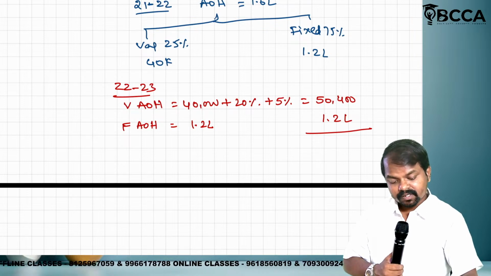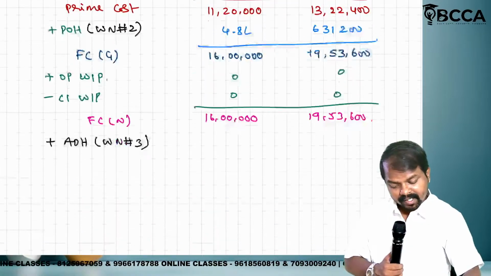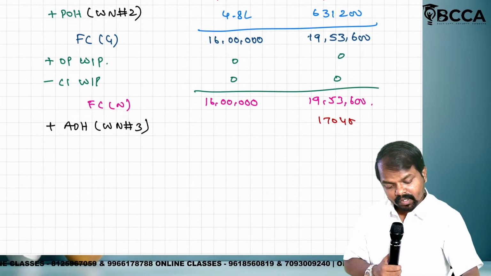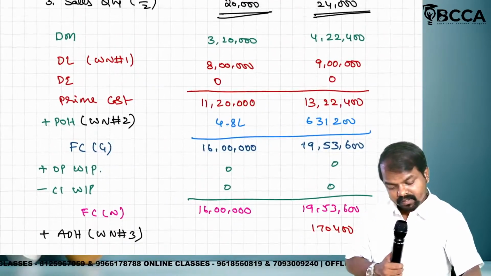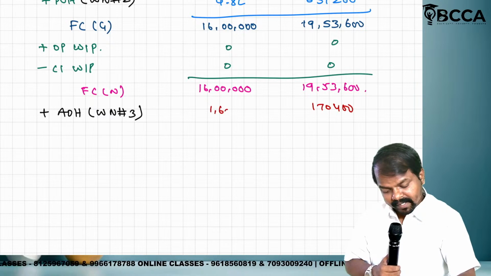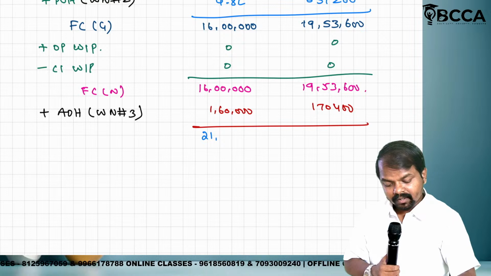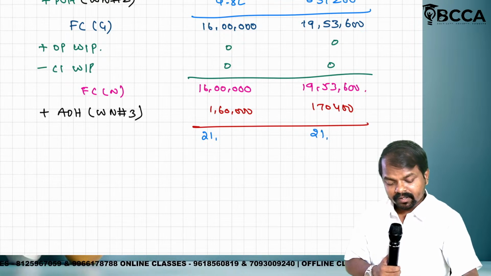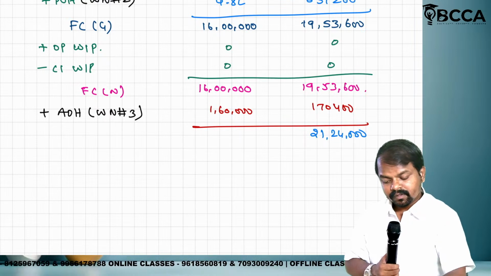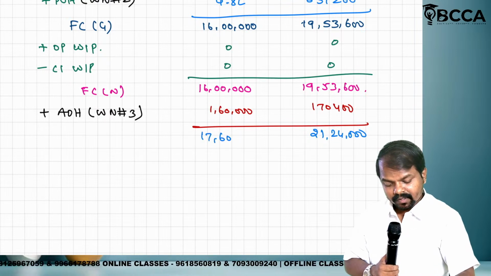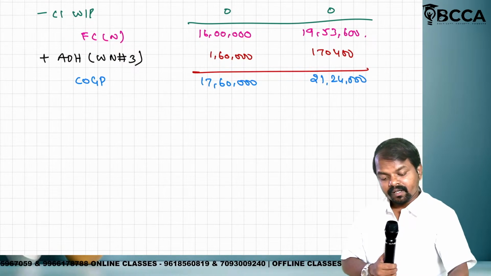Now tell me how much? 1,20,000 plus 170,400. We will write here 170,400. Here AOH 1,60,000, right? Please make it 21 lakh. 21 lakh. 24. What about this? 17 lakh. What is the result name? Cost of goods produced. Correct?